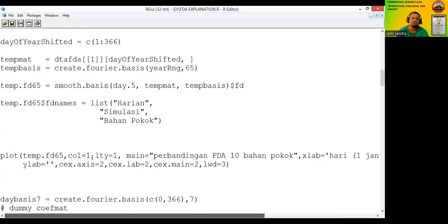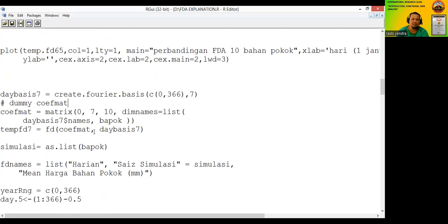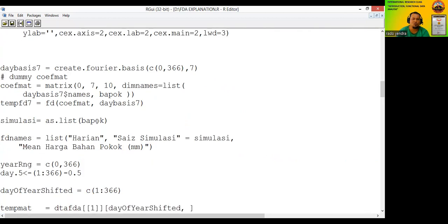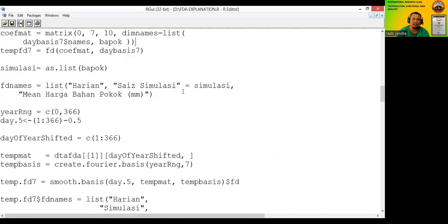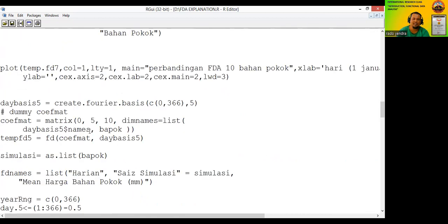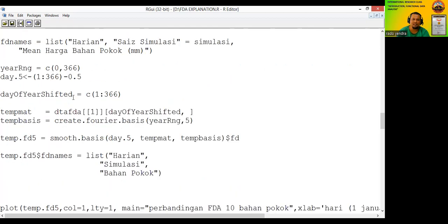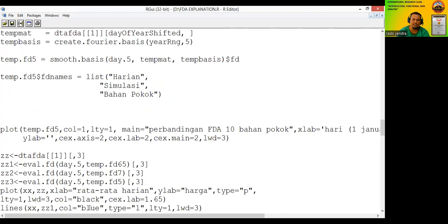Okay, the smooth graphs, and then try changing the basis to 7 basis, and we make the same program. We only change the 65 to 7. Okay, you run your program and then you try to make the plot again. And then you try to change to basis 5. Okay, the same program, you can run here and then make the plots again.